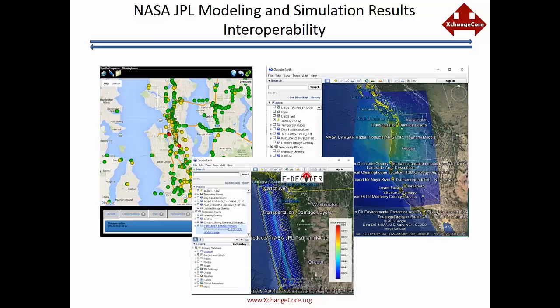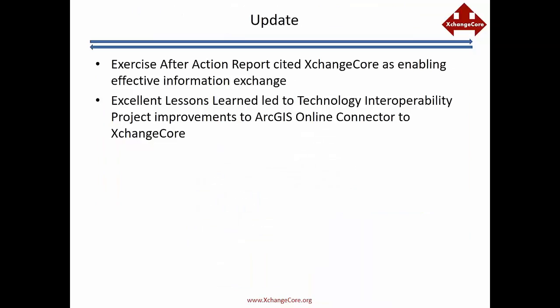So if I have a hazardous materials accident and that shows up in XchangeCore, without even thinking about it, the HSIP data about schools, hospitals, nursing homes, and whatever else you want just shows up back through XchangeCore so that you are able to eliminate the need to go out and discover information. Rather, it is pushed to you through XchangeCore and the NASA JPL modeling.